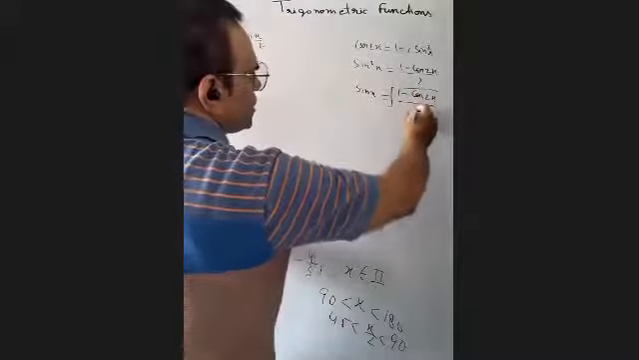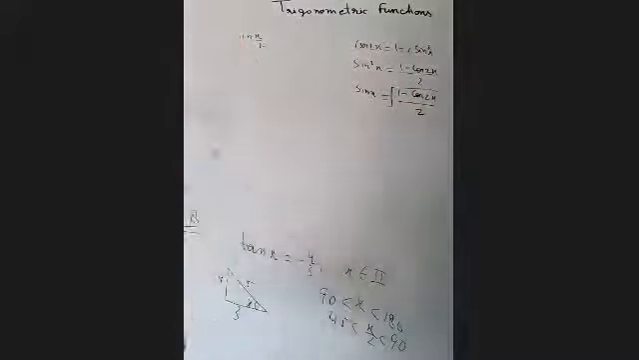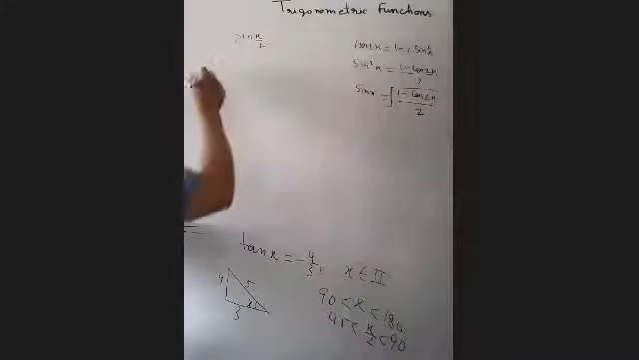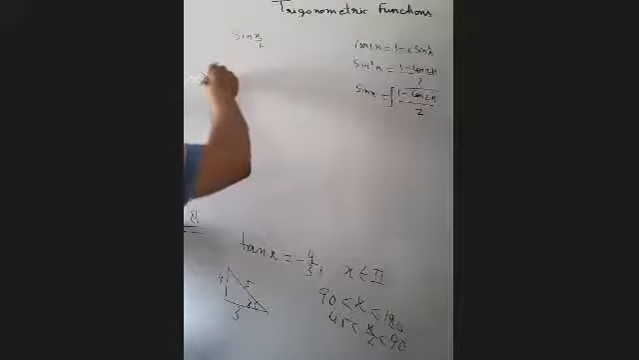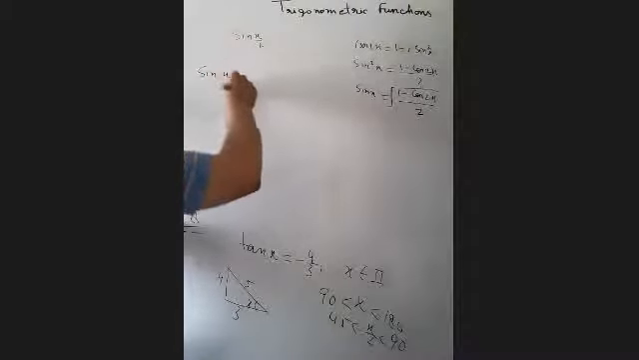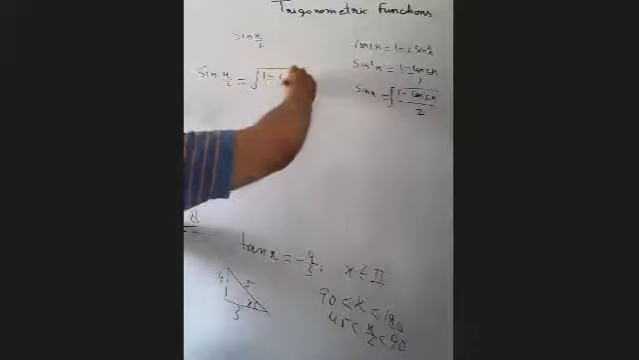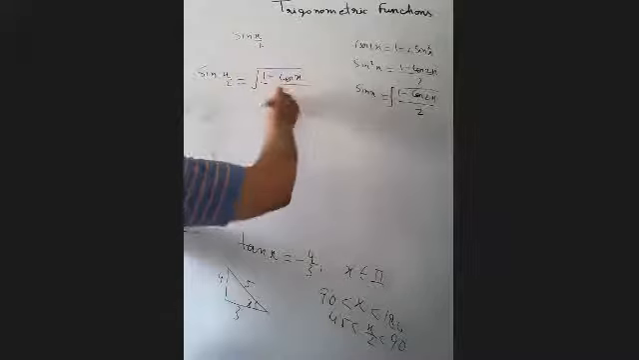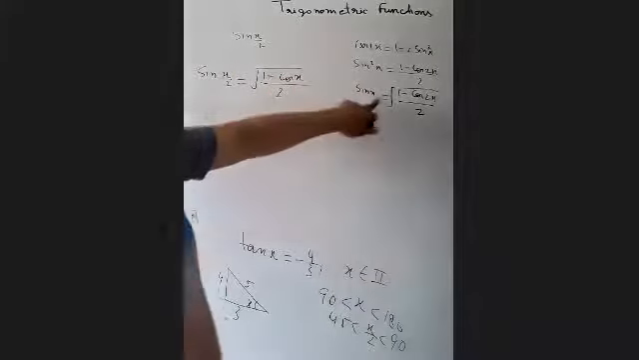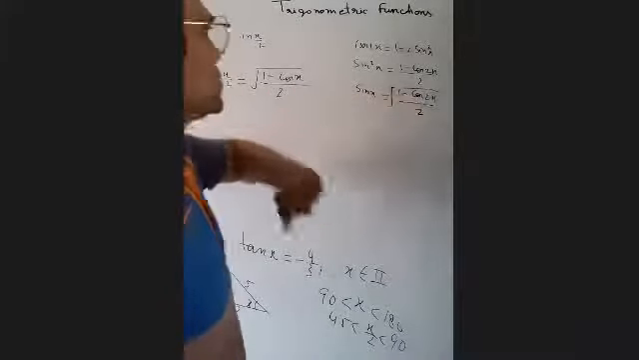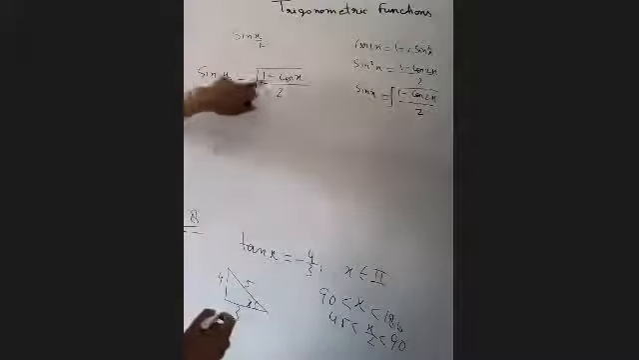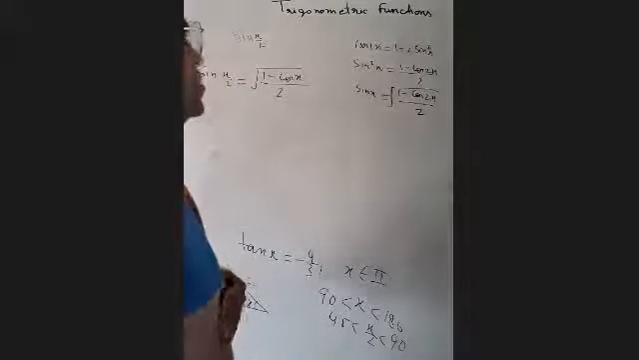So sin x is equal to root of 1 minus cos 2x upon 2. If we want to convert in terms of cos, we can find the value of sin x. Now our aim is to find the value of sin x by 2. So sin x by 2 will be equal to root of 1 minus cos x upon 2. If we take the angle x here, the angle of cos is 2x. If we take the angle x by 2, then the angle becomes cos x.